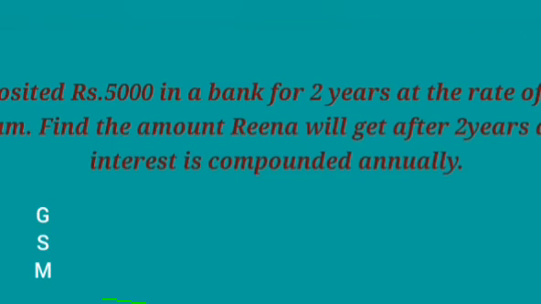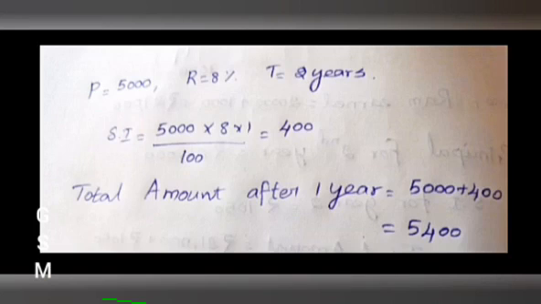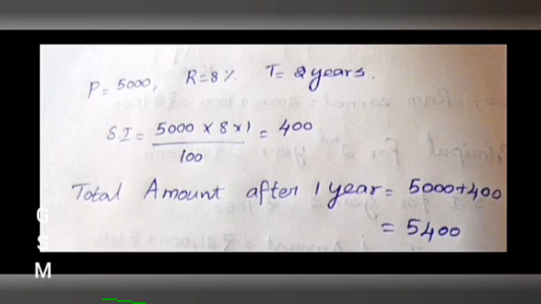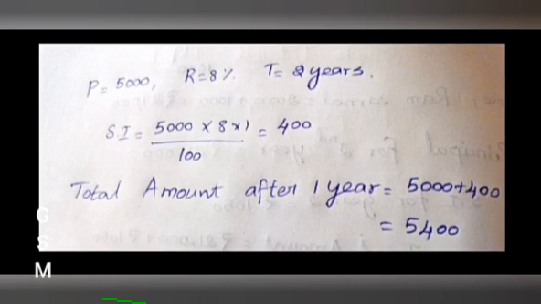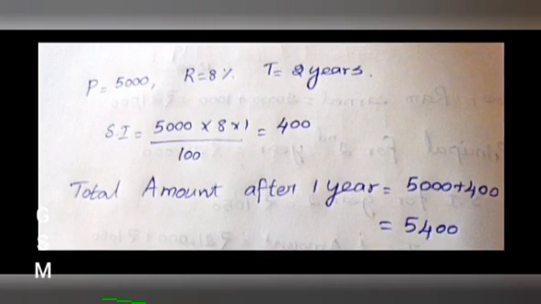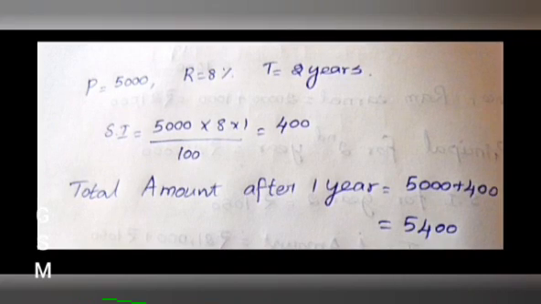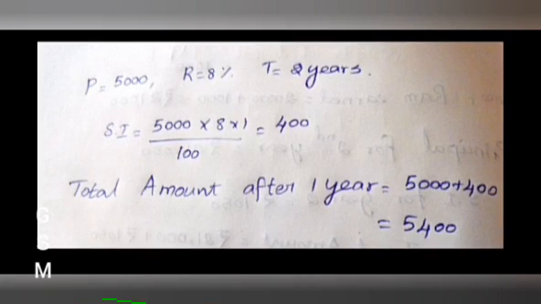Renu deposited 5,000 in a bank for 2 years at the rate of interest of 8% per annum. Find the amount Renu will get after 2 years if the interest is compounded annually. If the interest is compounded annually, we have to calculate the simple interest for 2 years separately. First we have to find the simple interest for 1 year only.